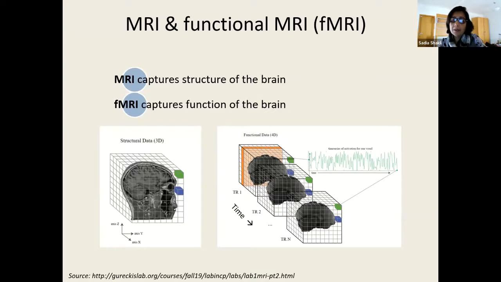And for that, what we normally do is we take voxels and we extract the intensity level of those voxels over the whole time period, and that actually constitutes the time series, and we deal with these time series in functional MRI. Now, this is about neuroimaging.